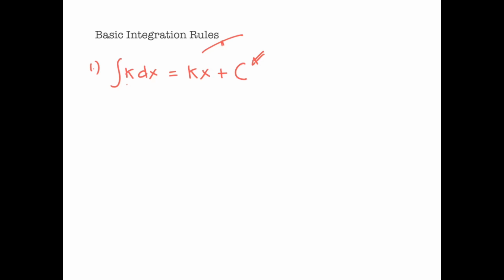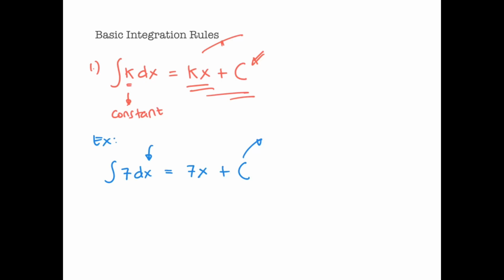So basically k here is a constant. If we are going to integrate a constant, it would become this expression. Let's have an example. We have the integral of 7 dx. So that is equal to the constant, that is 7, multiplied by the variable defined by the differential, in this case x, plus c. Now this c right here could actually mean any constant.